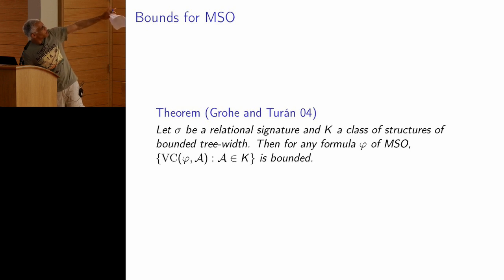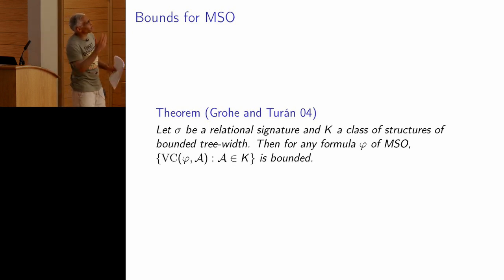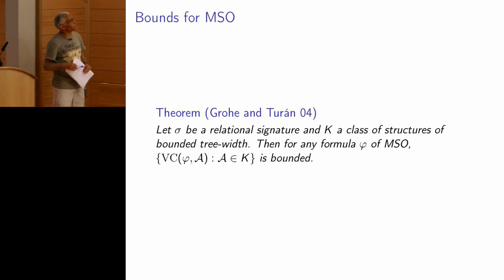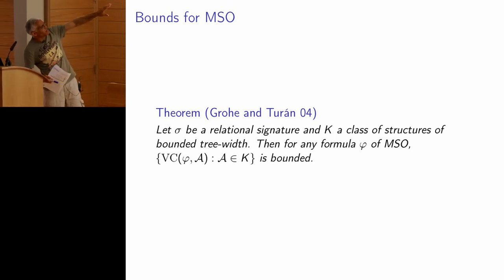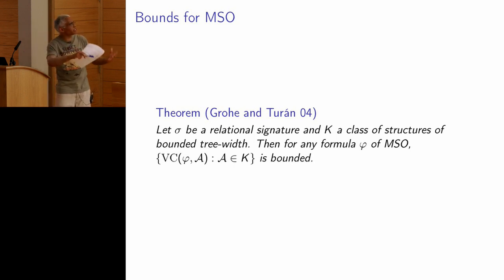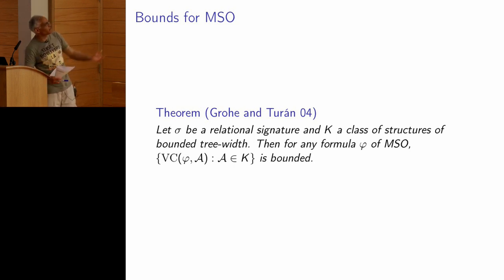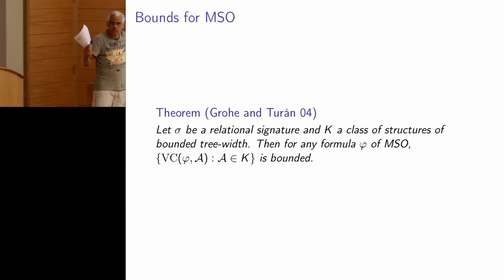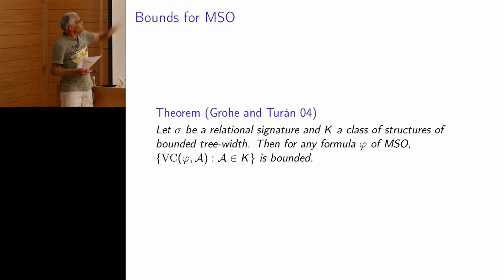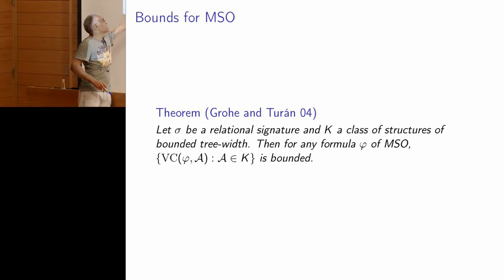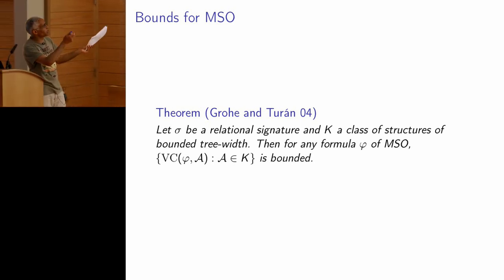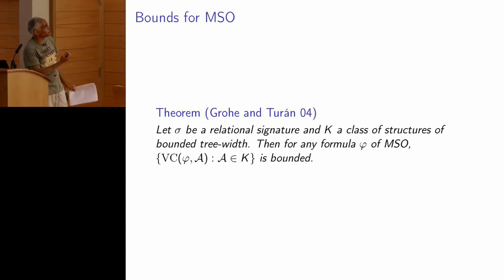I won't cover the second bullet point, but this proves the result that the quantified depth is bounded. And there's a nice generalization, I guess it is a generalization. This is Martin Grohe and again Turán, that said, if I have a relational signature, so a first order signature with relations, and I have a class of structures of bounded tree width, then for any formula phi now with second order quantifiers, monadic second order logic, if I look at the concept class C phi A, and let A vary over this class of formulas with an absolute bound on the tree width, then the VC dimension is again absolutely bounded. And this is, rather than talking about types, they use tree automata for this.